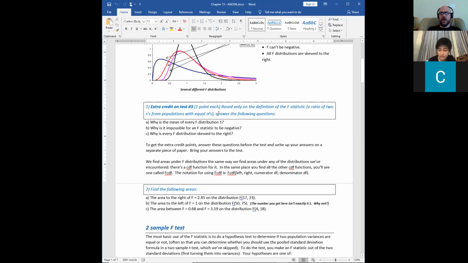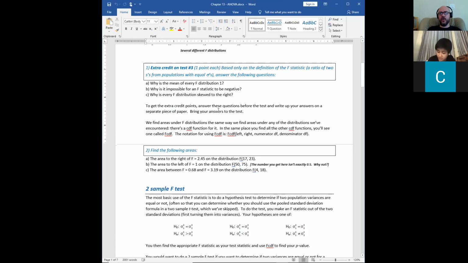The way we find areas in F distributions is the same way we find areas in the other distributions. There's a CDF in your calculator. If you go to 2nd Vars and scroll to the bottom, there's FCDF. You put in the left bound and right bound, just like usual, and then two different degrees of freedom, numerator and denominator. It goes in the order numerator, denominator. You have to put it in that order.